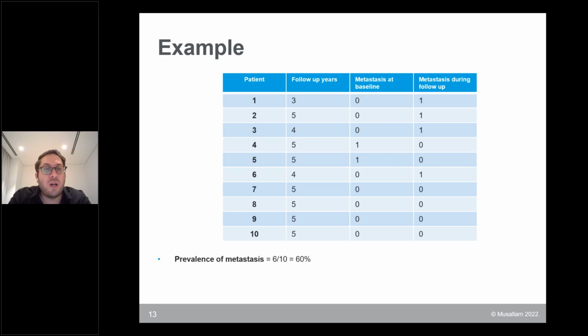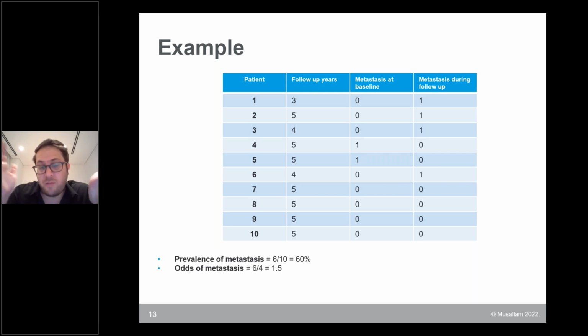So if we want to look at the prevalence of metastasis in this whole cohort of 10 people, I don't look at the time element. I just have a specific period, and I just need to know how many metastases I see in that whole period. 1, 2, 3, 4, 5, 6 in 10 patients. So 6 out of 10 had metastasis, 60%. I don't care when, was it new, was it old? I'm just looking at this period, and I have 6 people that have metastasis.